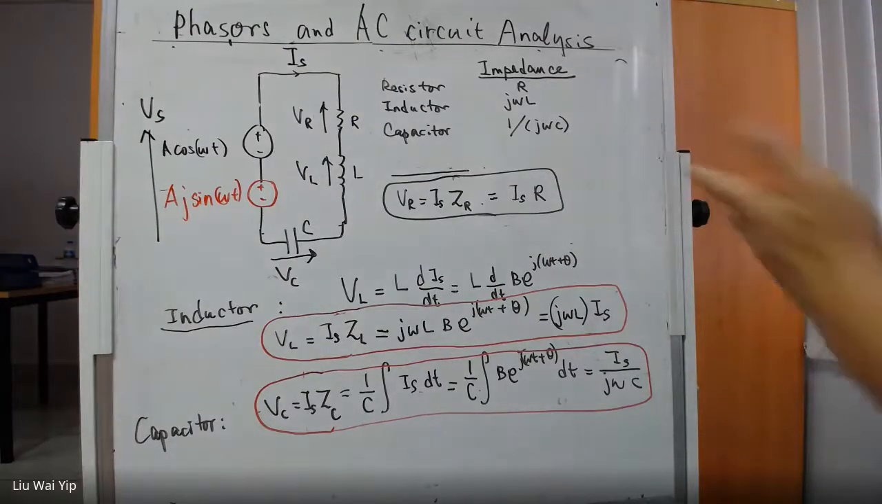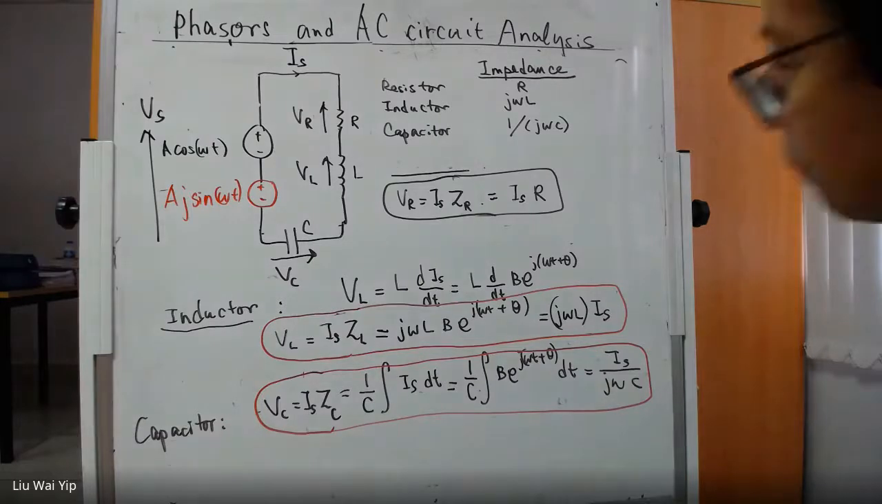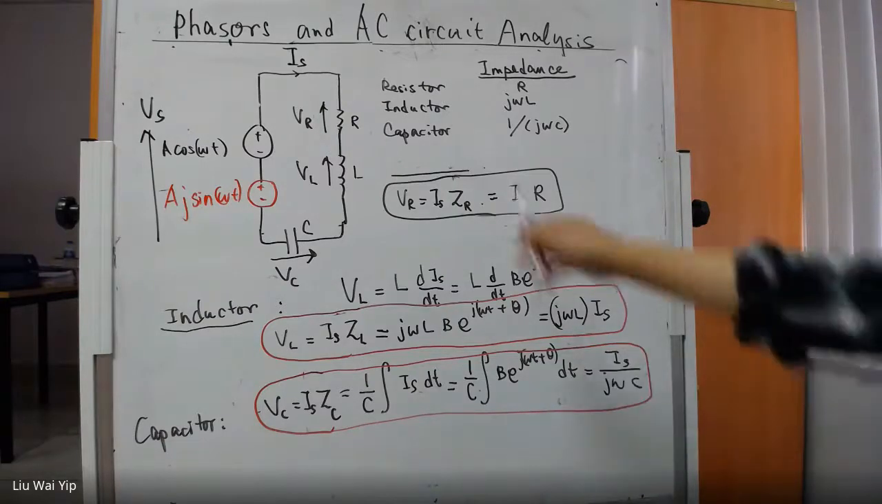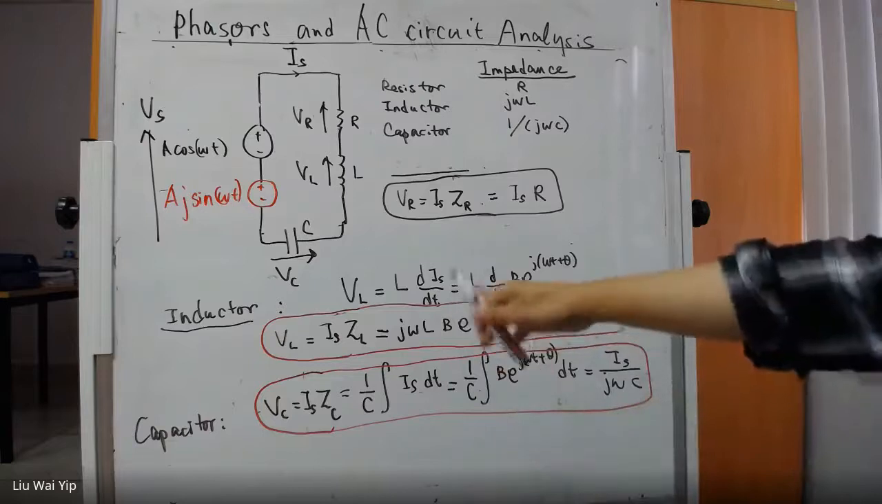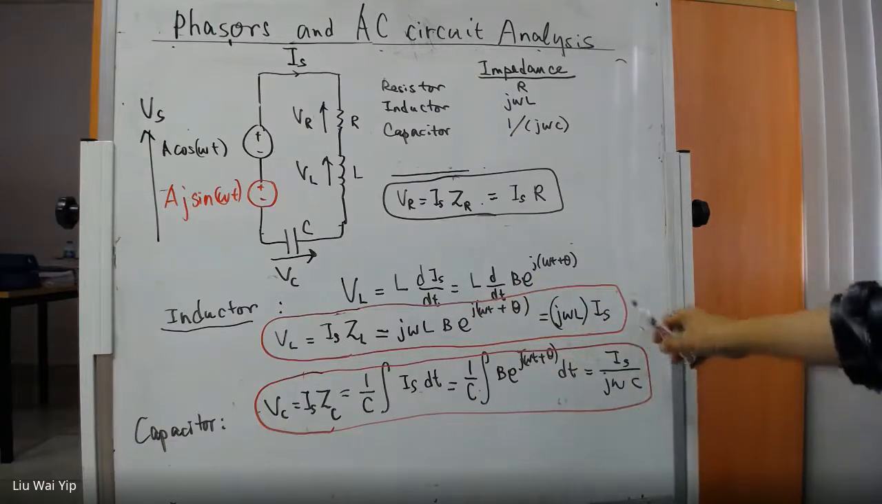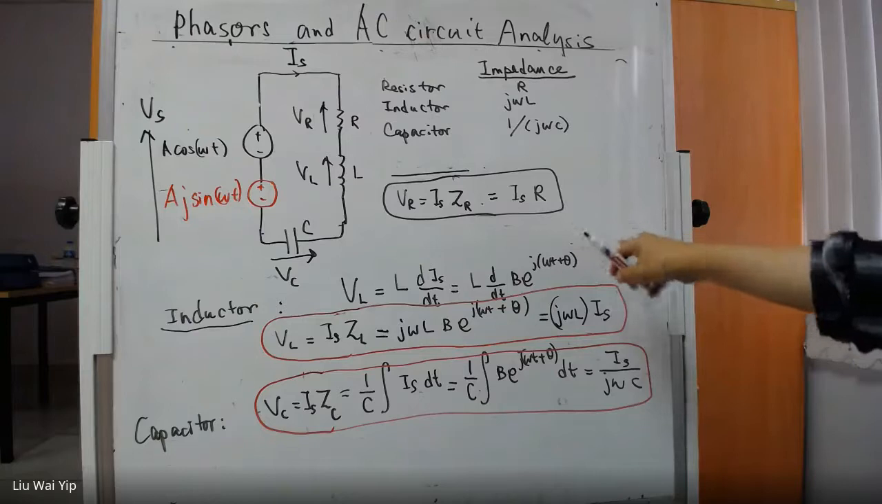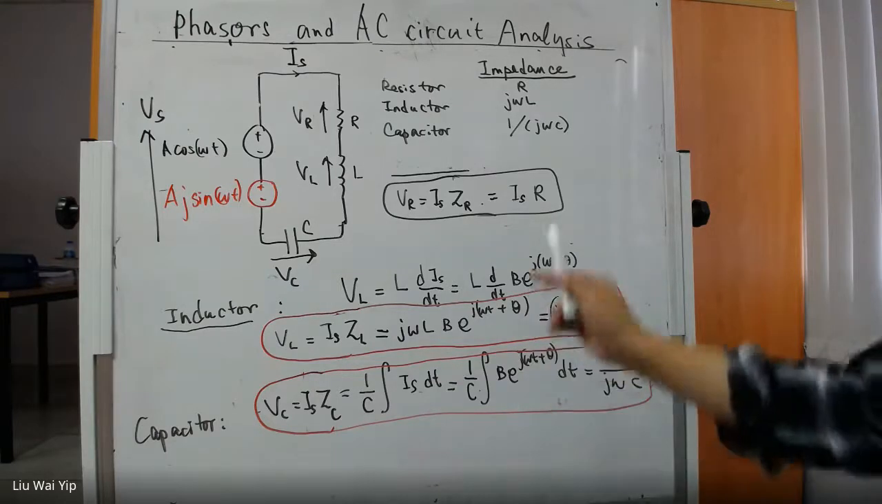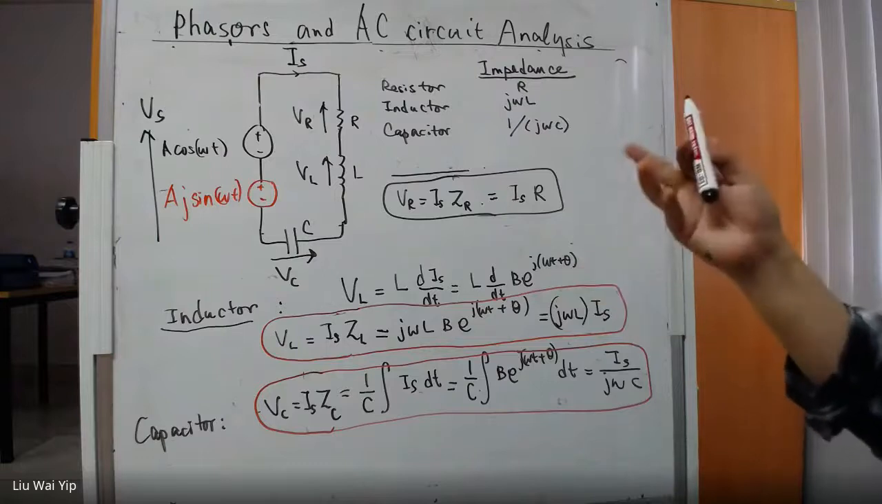So with this in mind, we can use this formula to solve the AC circuit problem. I presume you are ready. You have enough information about the derivation of the resistor, inductor, and capacitor, and also their impedances. Right now, I'm going to apply what we have learned to a circuit example.